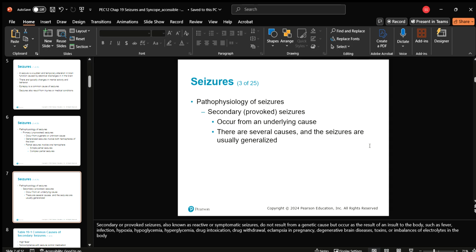All right, so the secondary, the provoked seizures, they have some underlying cause. Like we talked about earlier, some of those reasons could be fever, infection, hypoxia. It could be hypoglycemia related. It could be from drugs and alcohol. Those are all reasons that it could be. Another reason that we see seizures are in pregnant women that are hypertensive.